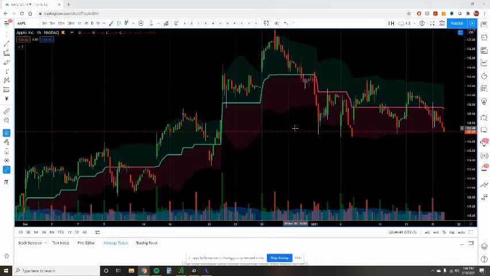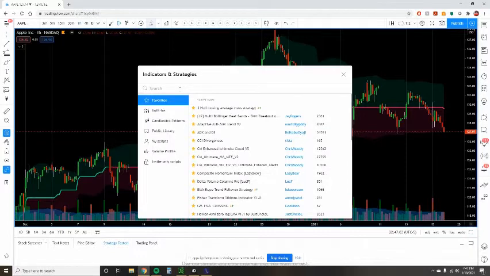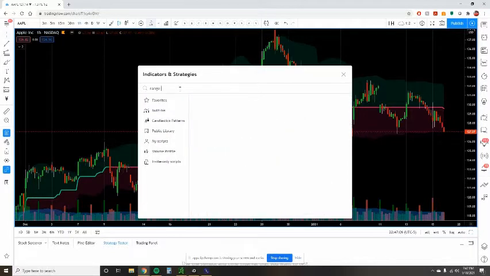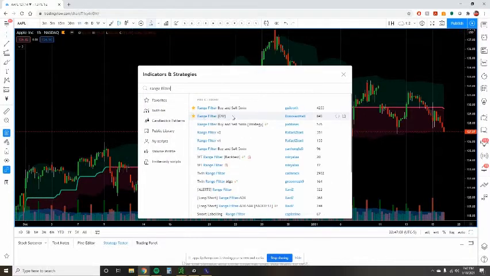The first tool we're going to look at is something called a range filter. This is available on TradingView under the public library. It was uploaded by a trader named Donovan Wall and can be found here under indicators and strategies. In the search box, search for range filter, and you'll see it here, DW.